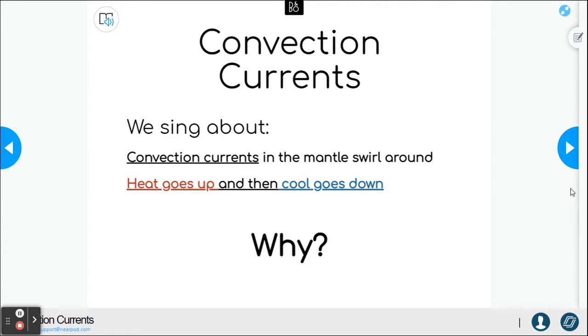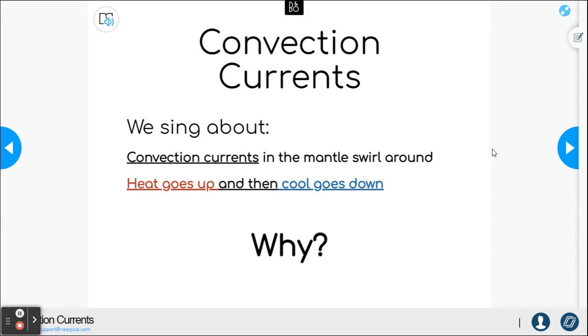So convection currents. We sing in our song, convection currents in the mantle swirl around. Heat goes up and then cool goes down. Why is that? Now that we know more about density and temperature, pause the video and on part number one, on your notes page, write under that why. Why is it that this happens?